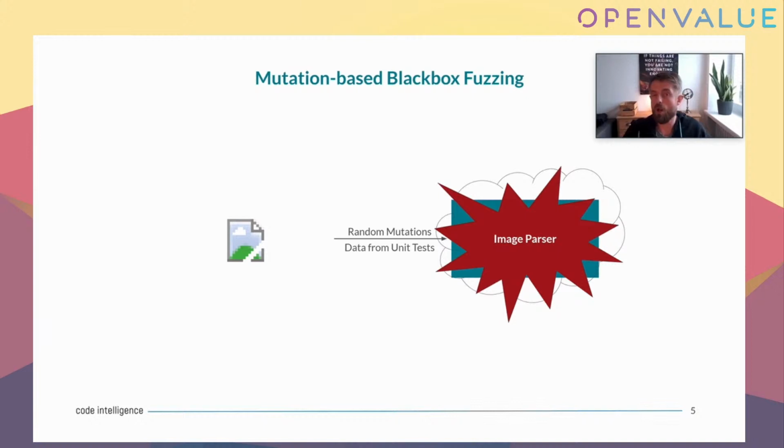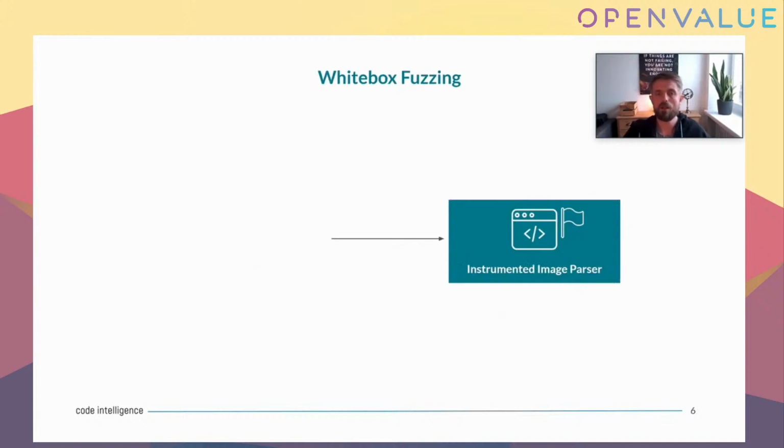Now we want to even improve that. So somehow here we only are able to find crashes, and we have to provide some sample data. But could we improve it even more? And here is where whitebox fuzzing, instrumented fuzzing comes in.